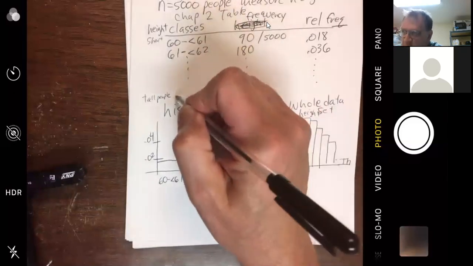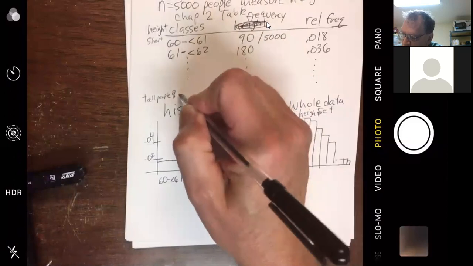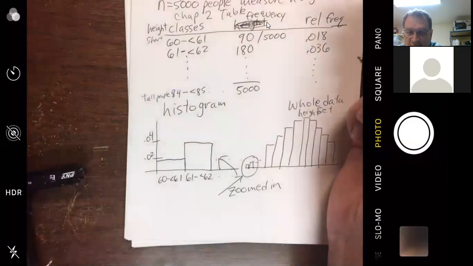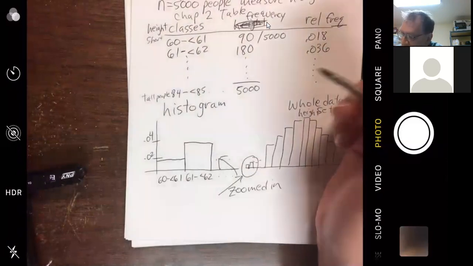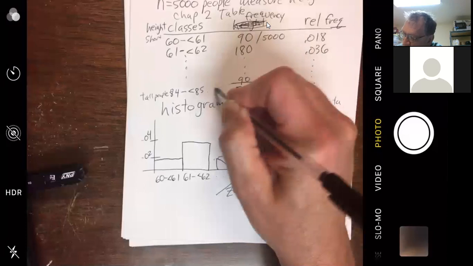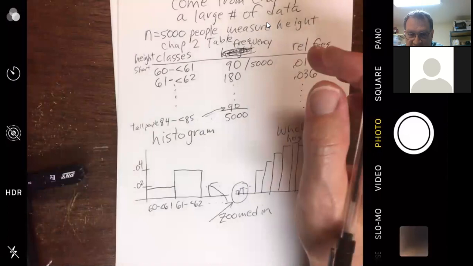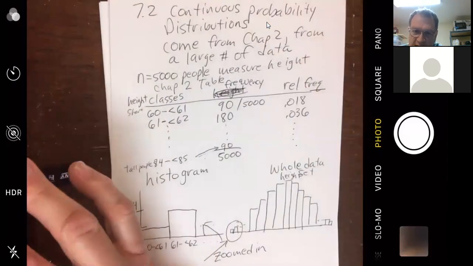On the high end, the really tall people, I might have had somebody, let's say 7 feet tall. What's 7 feet? It's 84 inches. 84 to less than 85 inches, and so on. Does that help? Maybe I had 90 people in that category. The point being, this is a very large amount of data.